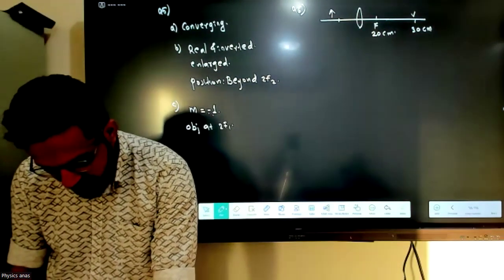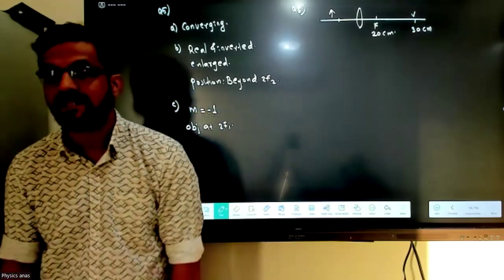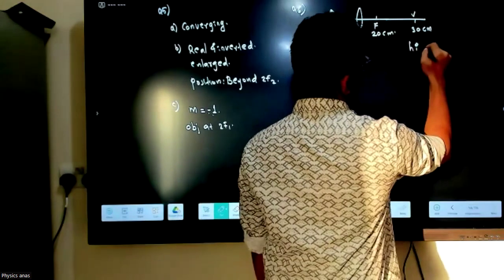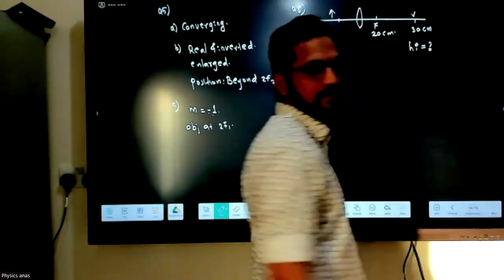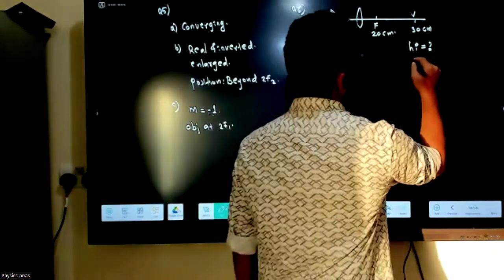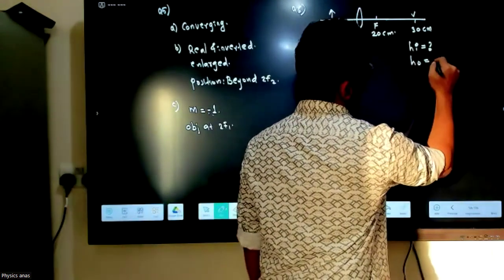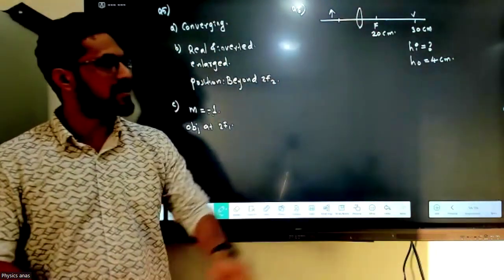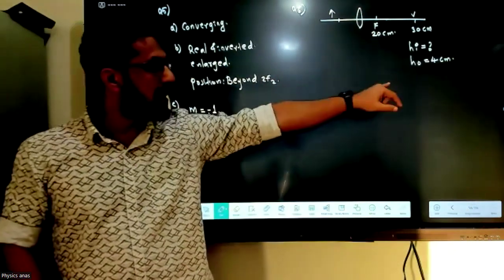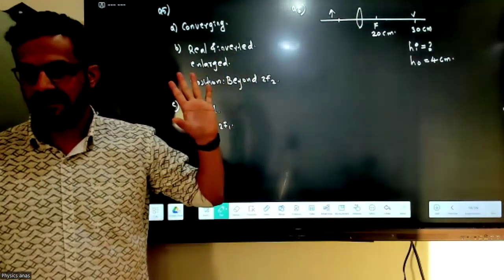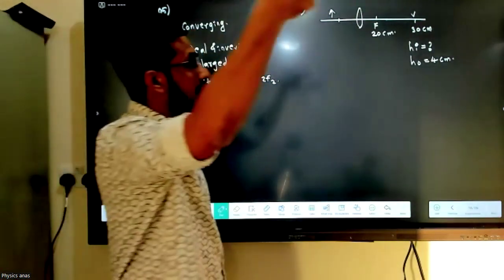Determine the height of the image HI if the object is 4 centimeter tall. So that's HO. HO is 4 centimeter. What do you have to find? HI. You have to find HI. If HO is 4 centimeter, that's one part of the question. There is another part of the question.